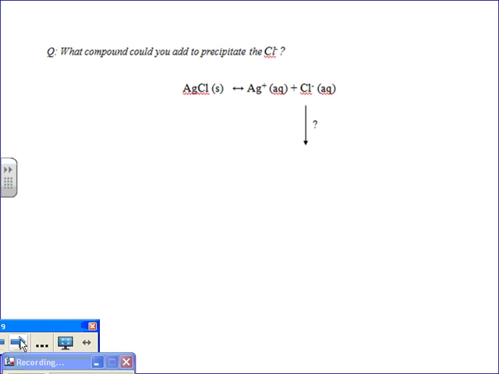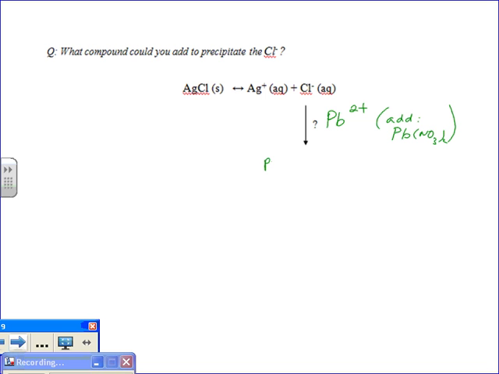So again, I look at my solubility table and I ask myself, what's a good positive cation that I could add that would make a precipitate with chlorine? You look up chlorine and see what has low solubility with it. There's a few choices, but for example, lead 2+ would be a good choice. So what I would actually add is some lead nitrate, because we know nitrate is soluble with all cations.